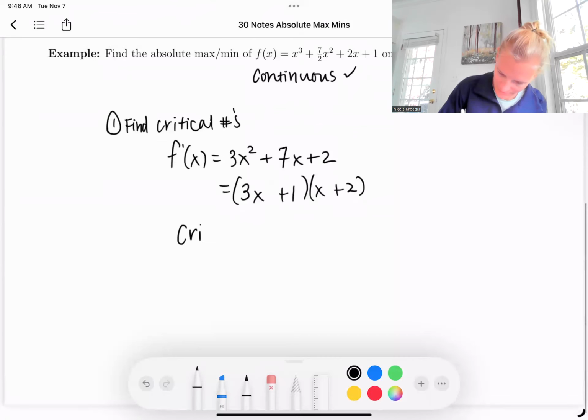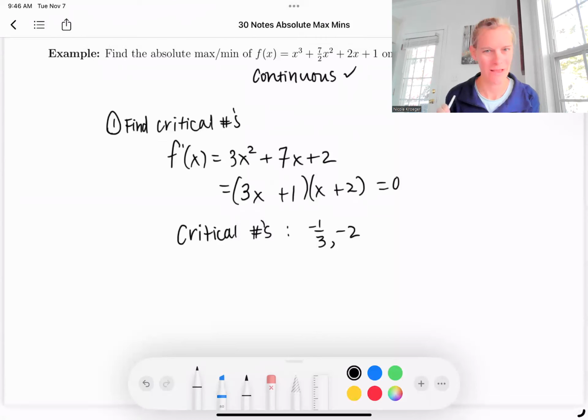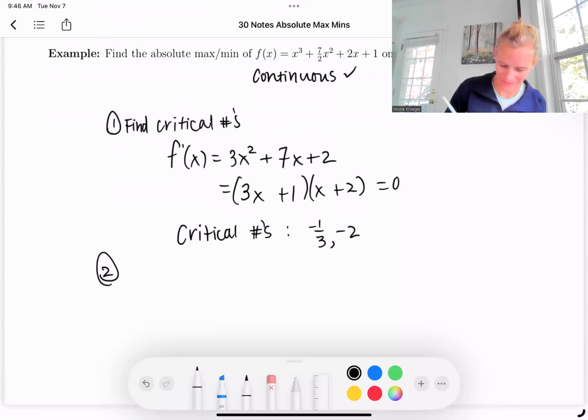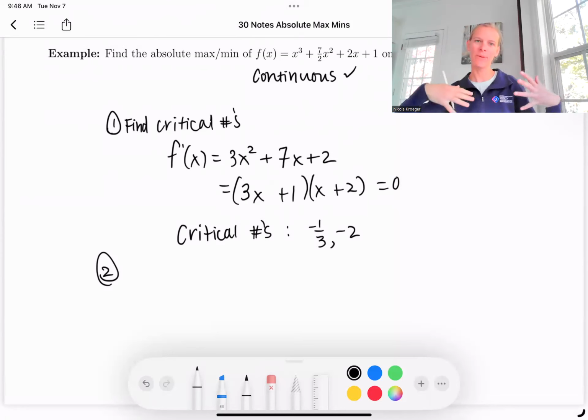So our critical numbers are -1/3 and -2, from setting each of those pieces equal to 0. We don't have a denominator here, so there's no places that the derivative does not exist. So we only have two critical numbers. And so now we know our critical numbers and our endpoints are places that our absolute maxes and mins could occur. So what we're going to do now is figure out what's our biggest value, what's our smallest value. So we're going to plug values into the original function, not into the derivative.